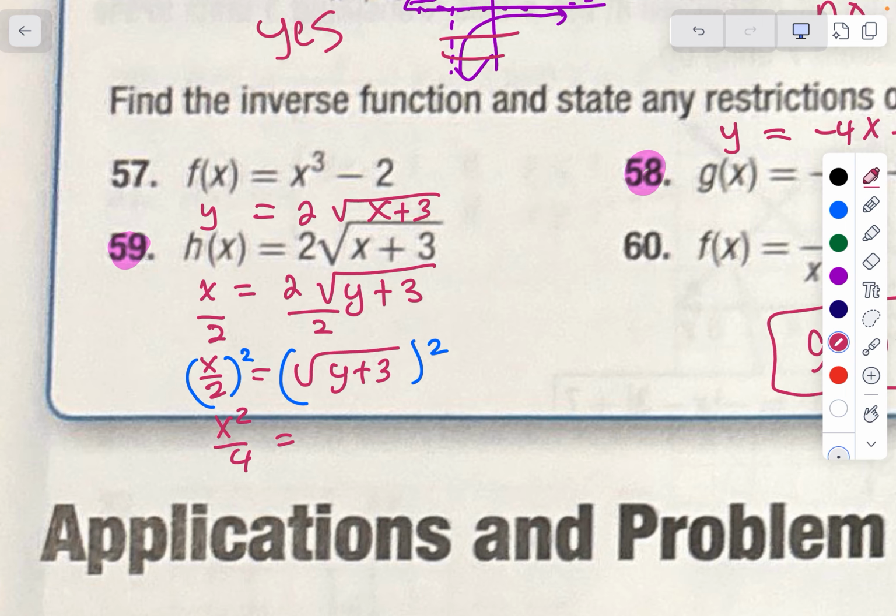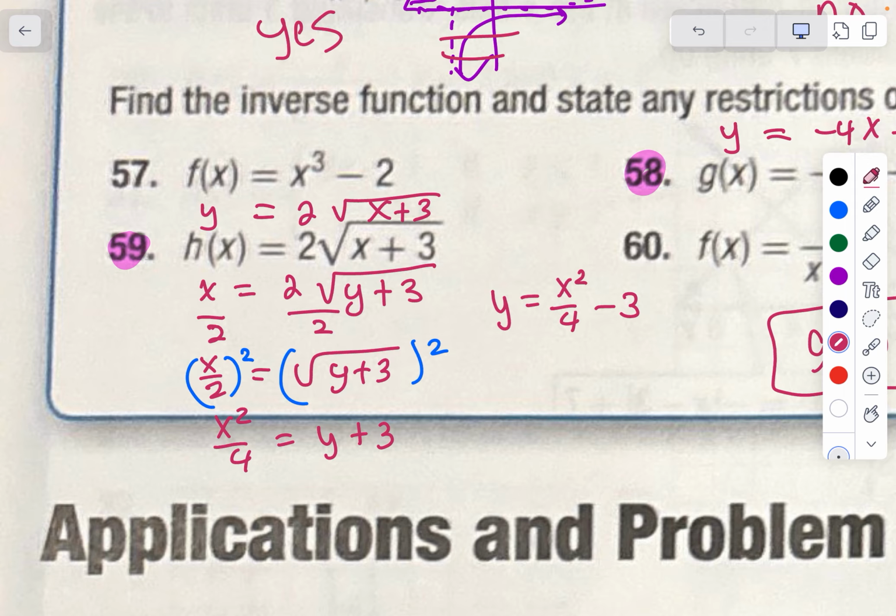When you square a square root, the square root pops off, and it's just left with what's inside. And so then to get that solved for y, we just have to subtract 3. And so we get that y equals x squared over 4 minus 3. And that's it. You found the inverse.